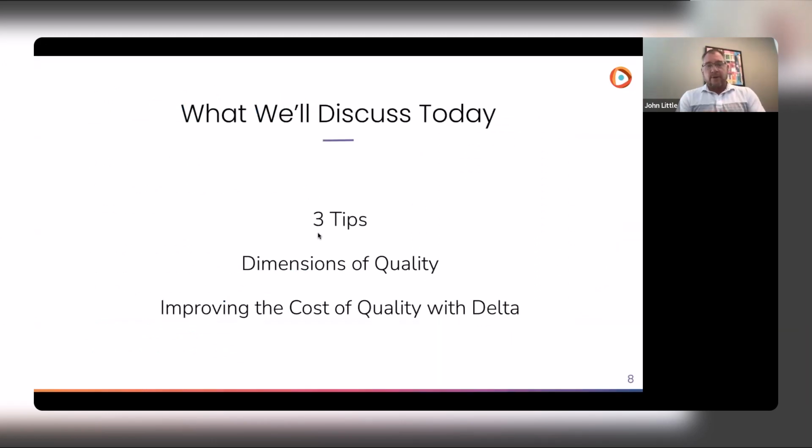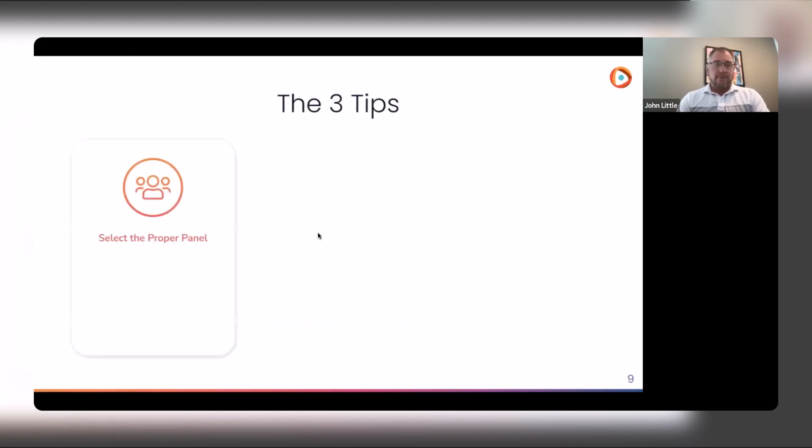We'll hop into this here. What we're going to discuss today is, right off the bat, we're going to go right into the 3 tips and take a look at what those 3 tips are. Then we're going to take a step back and look at some dimensions of quality. And lastly, we'll go into specifically how you can improve the cost of quality with Delta testing. So right after the 3 tips.